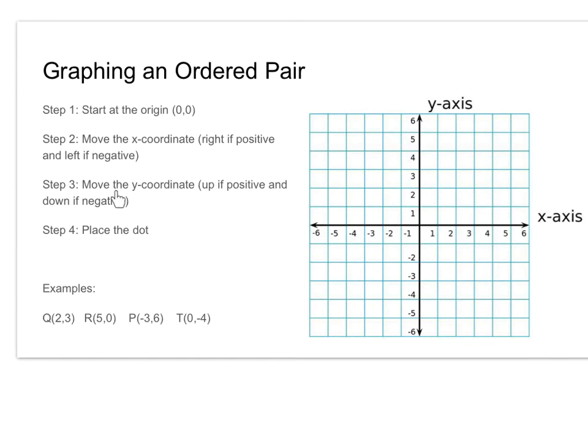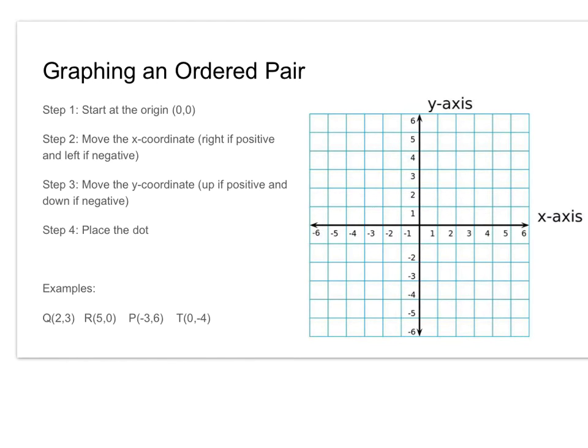Step 3, you're going to move the y coordinate. Start at 0, go x first, and then go up if y is positive and down if it's negative. After you do those two moves, your 4th step is placing your dot or your point. With all these steps, you're only going to have one point graphed. You're not going to have one for x and one for y. They have to go together.